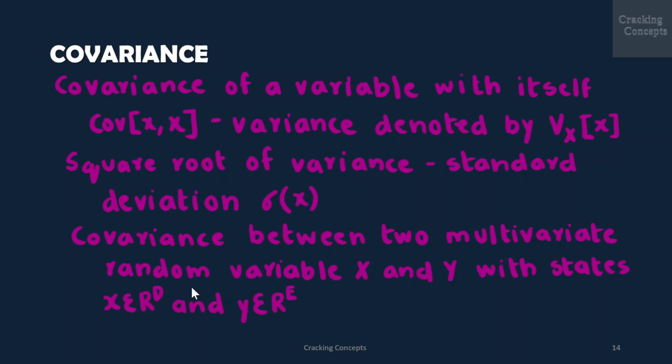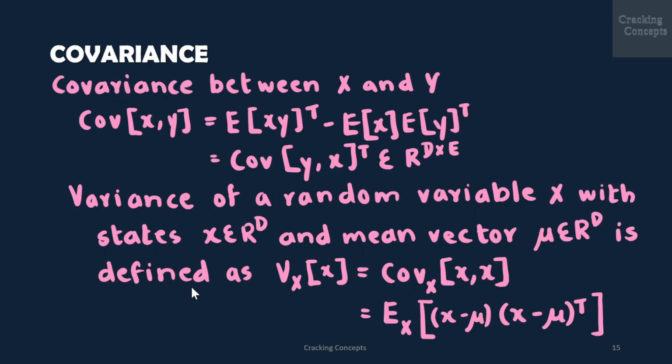The notion of covariance can be generalized in multivariate random variables also. If we consider two multivariate random variables x and y with states x belonging to d-dimension space and y belonging to e-dimension space, the covariance between x and y is defined by covariance of x, y written as expectation of x y transpose minus expectation of x into expectation of y transpose, which can be written as covariance of y, x, the whole transpose, which belongs to R to the D cross E.